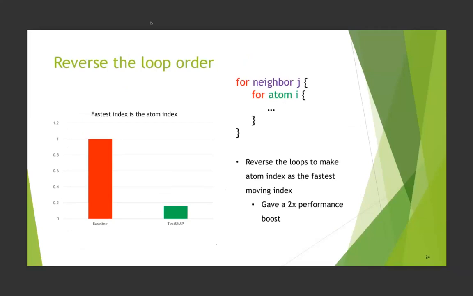The other thing that we did, on the top right side, is that we reversed the loop order. Initially we used to do the atom loop outside and the neighbor loop inside, and now we reverse the order, making atom the faster moving index, and then the neighbor loop. This was much easier to do because we split the kernels up, and it became a simpler process. And this change gave us another 2x performance boost. Next slide, please.